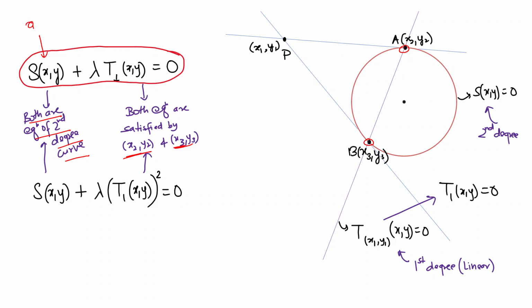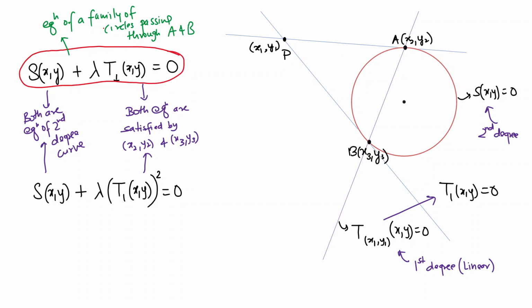You have x square plus y square plus 2gx plus 2fy plus lambda times some linear function. This is linear, right? So it's like ax plus by plus c. And what happens is that in this equation your x square and y square coefficients will be equal, and you won't get any xy term. So what does this indicate? That this is going to be the equation of a circle? Yes, this is the equation of a family of circles passing through points A and B.